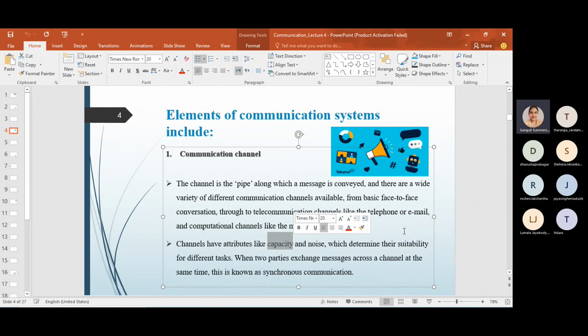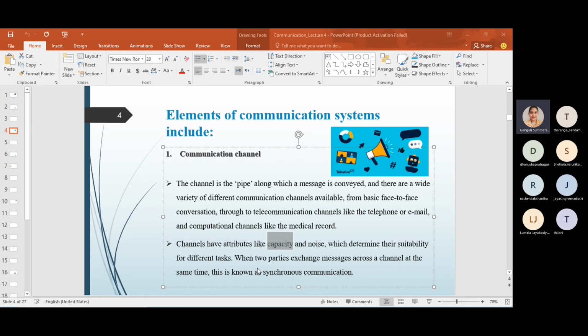And when it comes to these communication channels, in communication there will be at least two parties. You can't communicate alone. You have to have at least two parties.